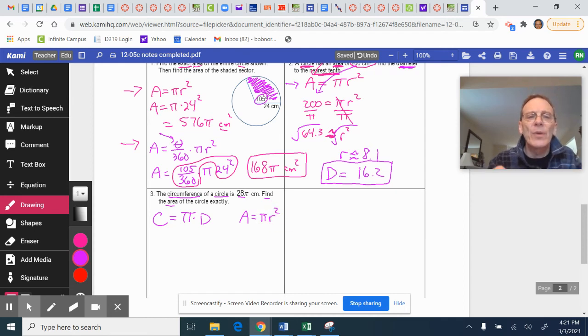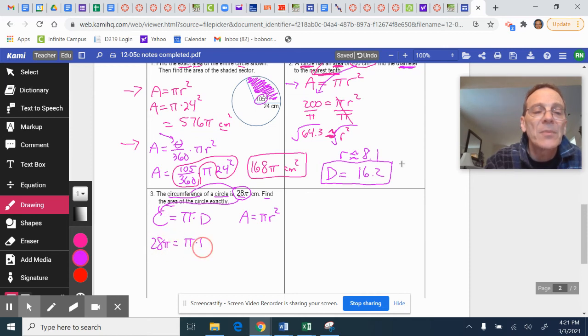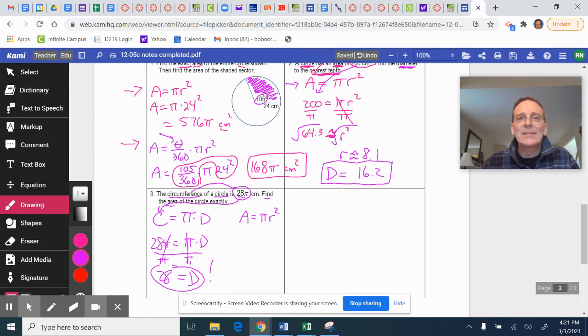Okay, but what have we been given? We've been given the circumference. So where does that go? It goes here. 28 pi is equal to pi times the diameter. Solve that for the variable by dividing both sides by pi, and you get diameter is equal to 28. Circle it, exclamation point, you're all excited. Duh! Did we answer the question?